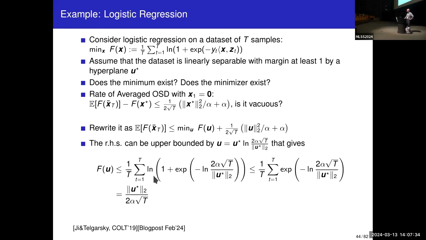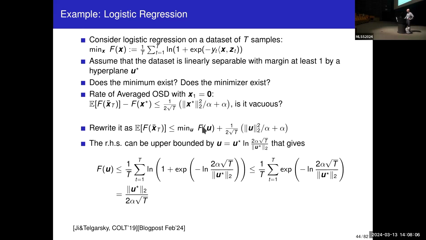Then the other upper bound that I do is that log of 1 plus something is less than something. So I remove the logarithm. And here, this is x on minus log. So this is just the inverse of this expression. And I have t of them divided by t. So I just get this expression. Okay. So at the end of this entire thing, I get that f of u evaluated at this particular u has this particular value. That is 1 over square root of t.